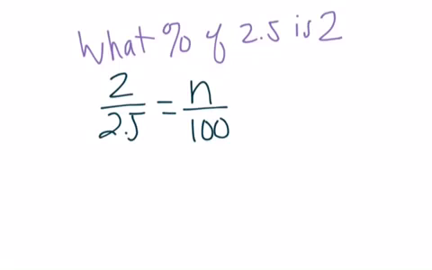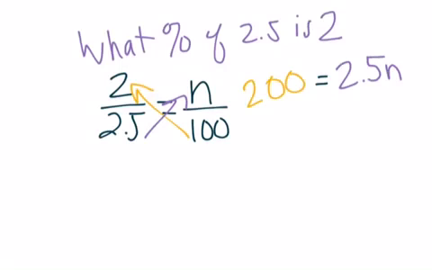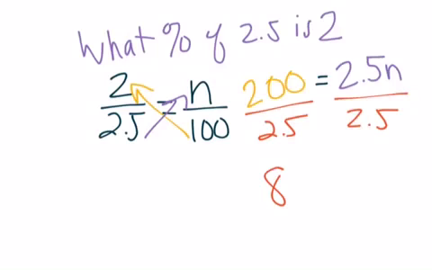Then you're going to cross multiply. So we're going to get 100 times 2, which is 200, equals 2.5 times n. Divide by 2.5 on both sides. We do that, we get 80% equals n. Again, with the percent proportion, you don't have to move the decimal point around. It's going to come out as the percent number, then you label it with a percent sign.